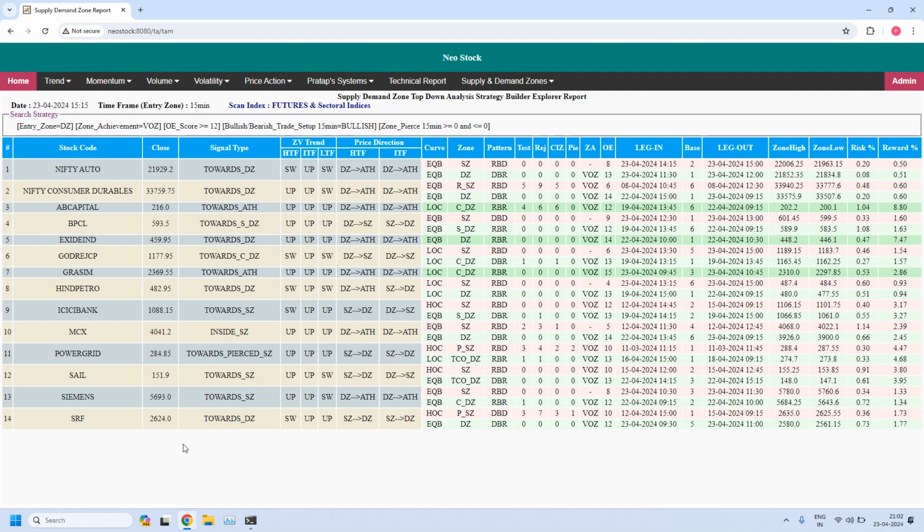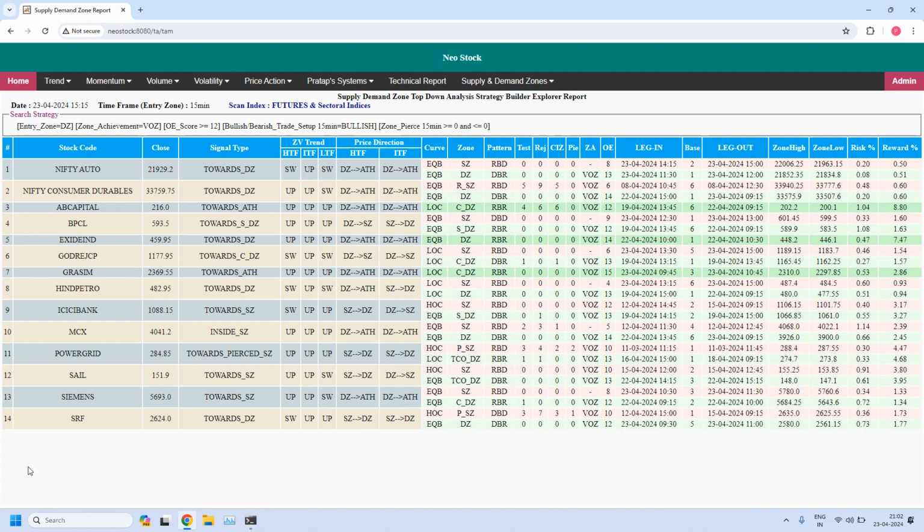If you are not aware of how to understand this report, please refer to training lesson 21.1. In that lesson, I clearly explained all the columns, all the parameters, even their abbreviations, everything in detail. I also showed you a TradingView chart, drawing a zone by using this leg in timestamp, base candles and leg out timestamp. So please watch lesson 21.1.